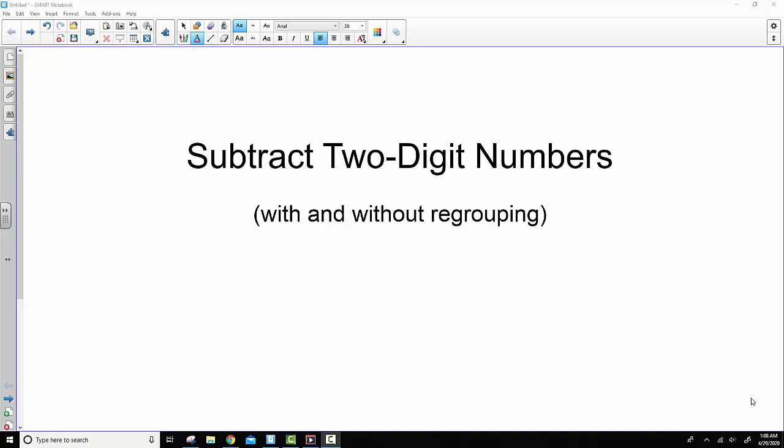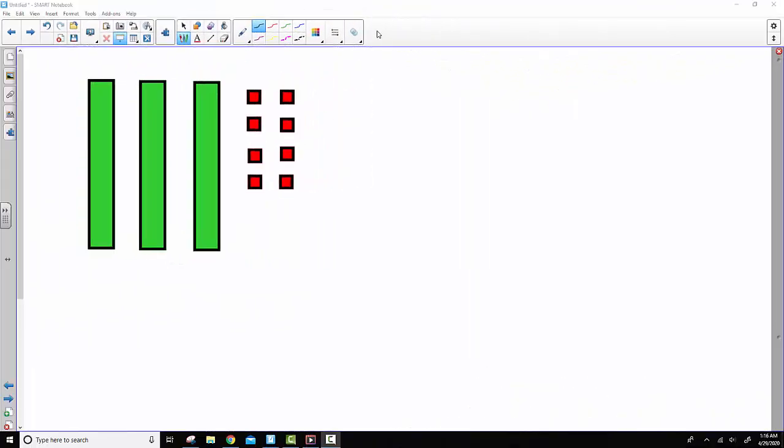Today's lesson is subtracting two-digit numbers. Some of our examples will be with regrouping and others will be without regrouping. Let's start with a fairly simple example.